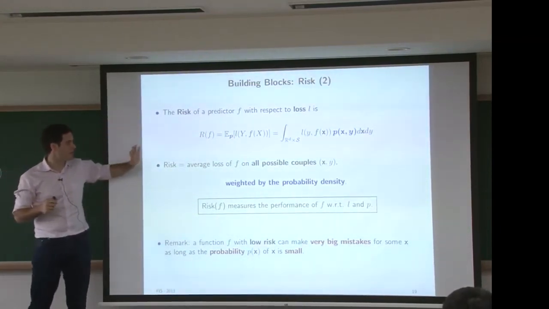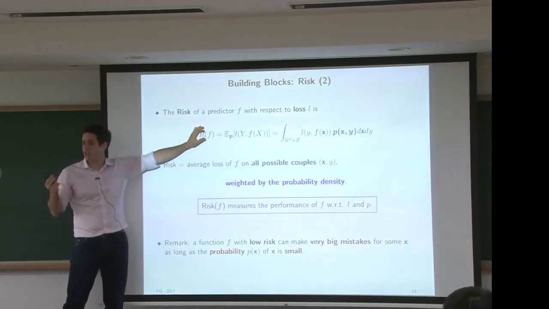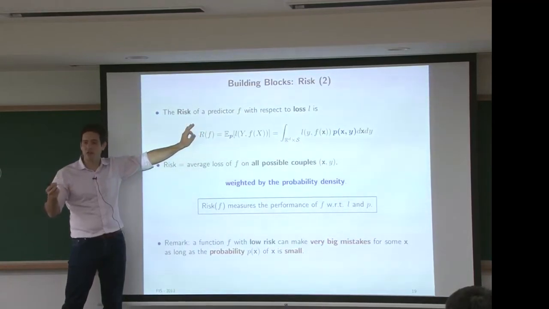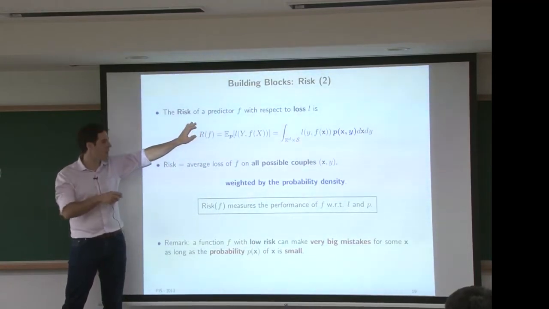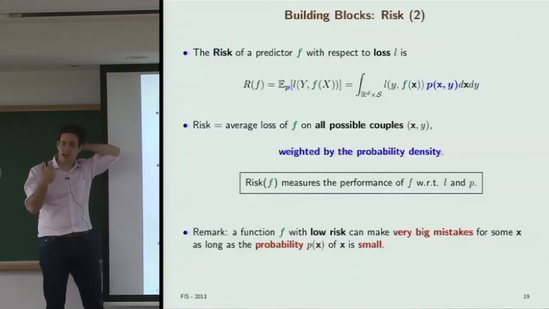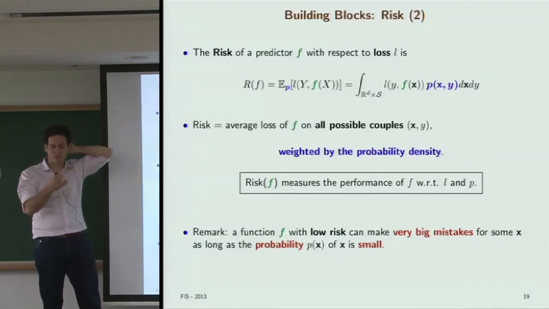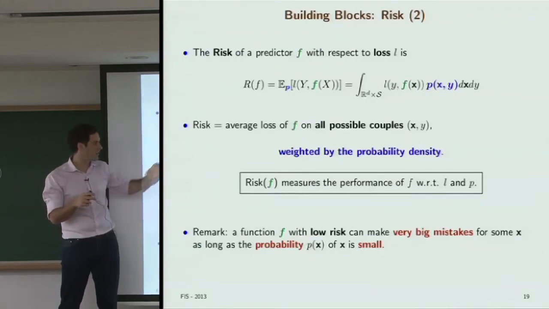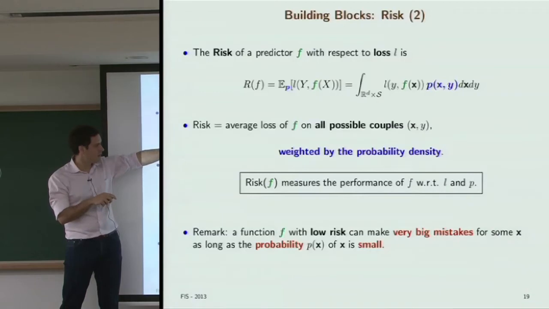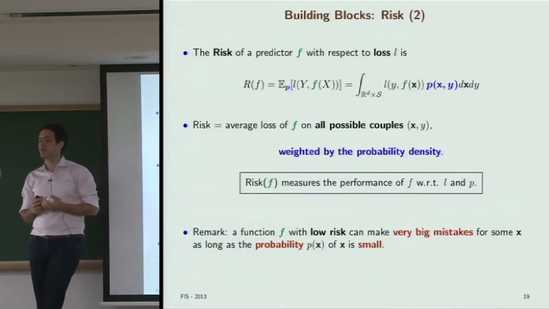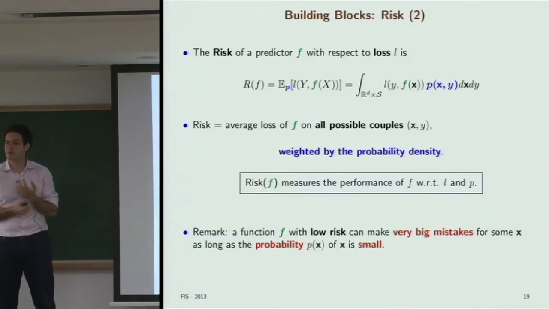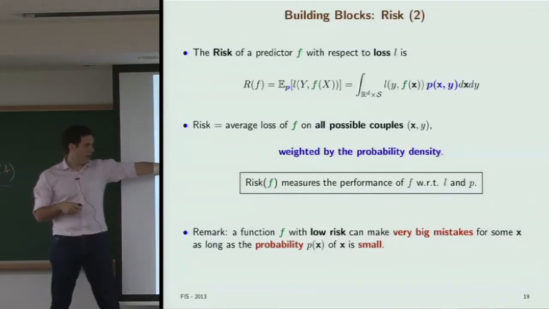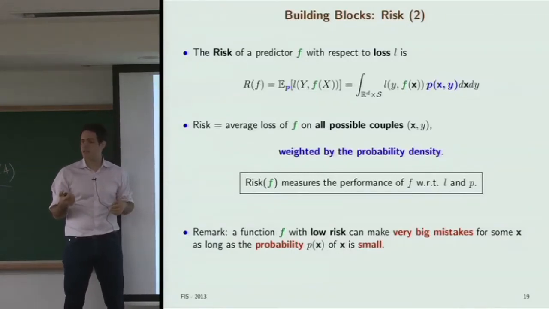So this is all a bit optimistic because I'm defining an object that I cannot compute. I just want you to have this clearly in mind. In practice, I will not be able to compute the risk because we never have access to the probability. But ideally, if we had access to the probability, which I will be assuming for a little while, this would be really what we want to minimize. This is something that we want to be small. We want f to make as few mistakes as possible, especially on average.